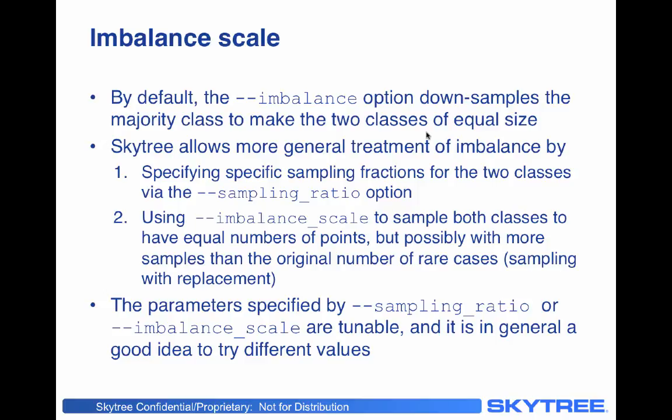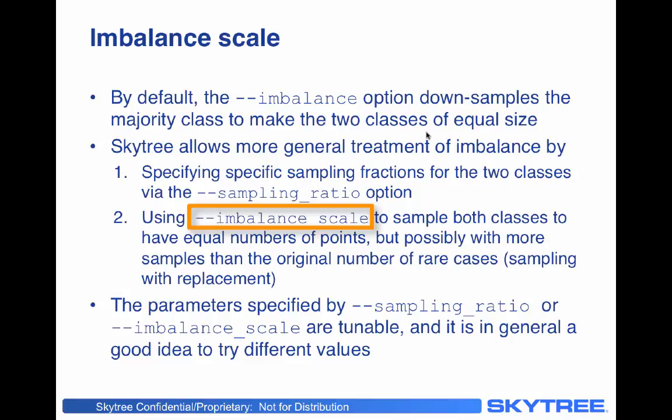By default, the imbalance option downsamples the majority class to make the two classes of equal size, and then performs the training. Skytree also provides the user with more detailed control over the treatment of imbalance, and this is done by using the imbalance scale and the sampling ratio options. The sampling ratio option allows the user to specify specific sampling ratios for the two classes. For example, if you want to downsample the majority class by a factor of 100 and upsample the minority class using sampling with replacement by a factor of 2, you would specify the appropriate sampling ratios using this option, the sampling ratio option.